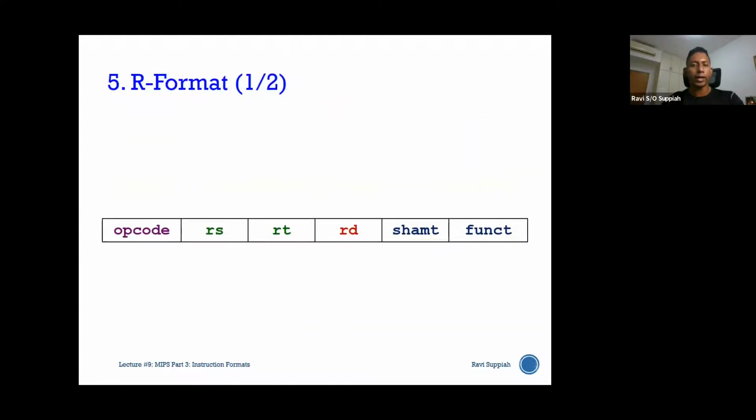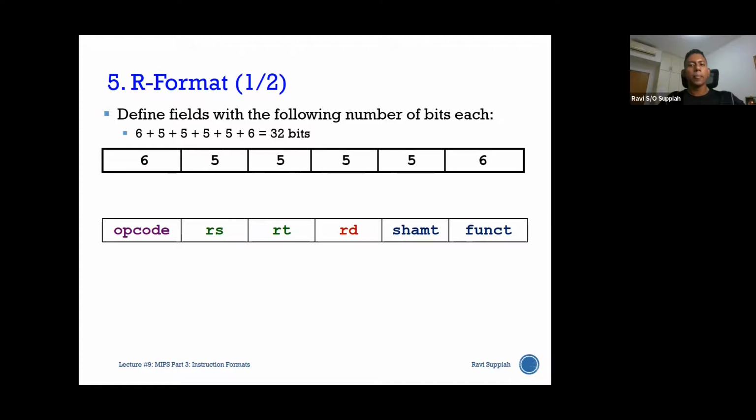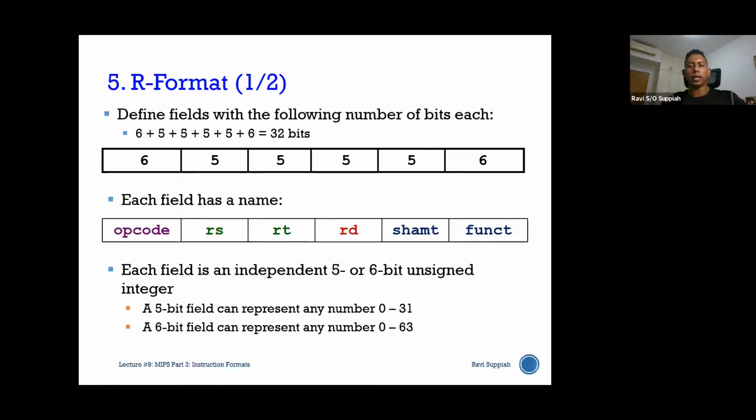So let's look at the R format instruction first. The 32 bits is broken up into 6 plus 5 plus 5 plus 5 plus 5 plus 6. This breaks the 32-bit instruction into different parts, and each field has a name: the opcode, RS, RT, RD, shift amount, and function.